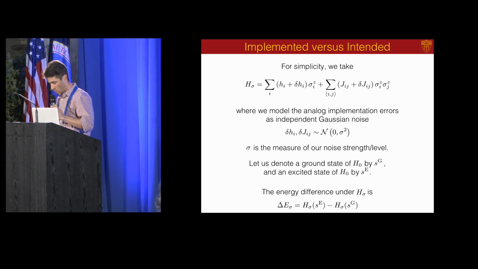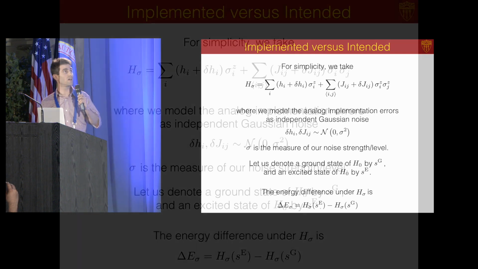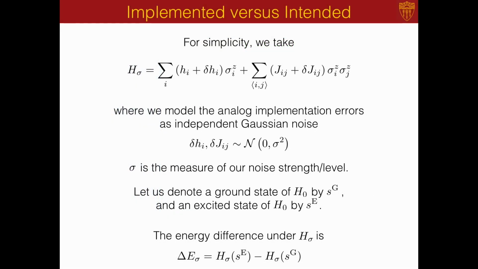So I'm going to pick a model for these analog errors. I'm going to imagine that my H sigma essentially introduces these random variables delta H on my local fields and delta J on my Ising couplings. And I'm going to pick them to be essentially Gaussian random numbers with mean 0 and standard deviation sigma. So sigma is going to be the measure of my noise strength.